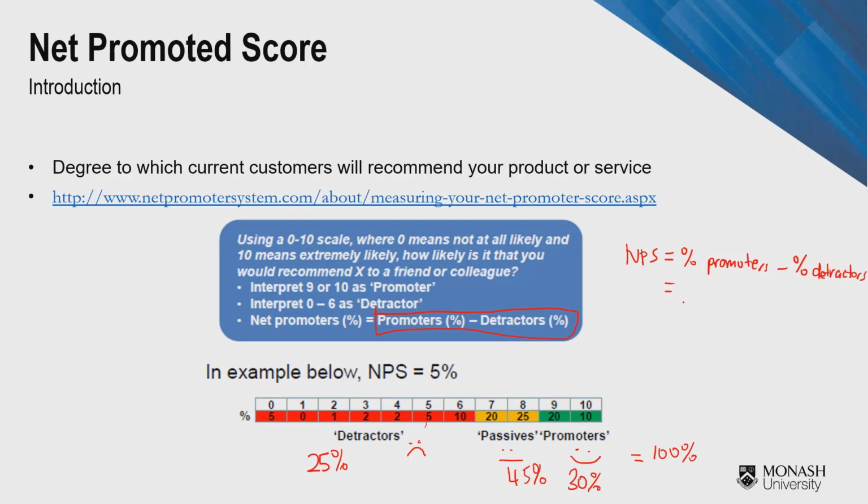So there are 30% of your survey that is actually saying that they are promoting, and there are 25% who are not promoting. So because of that, that will give me 5%, which is what you have in this score. All right, can you see that? Great. So that's the first step on how we actually calculate our net promoter score.